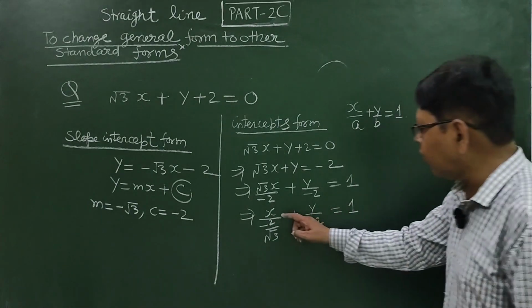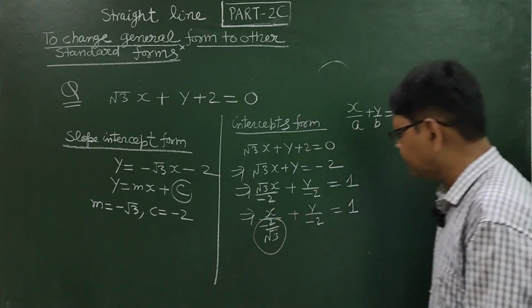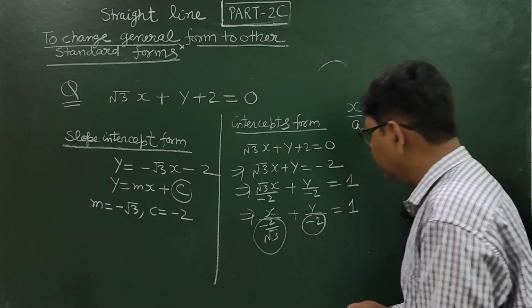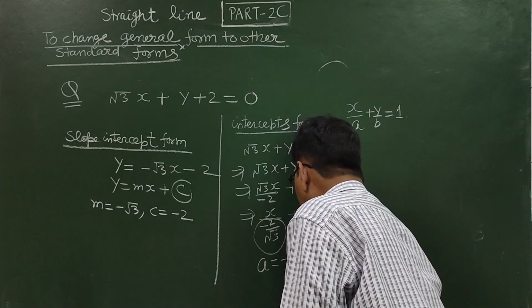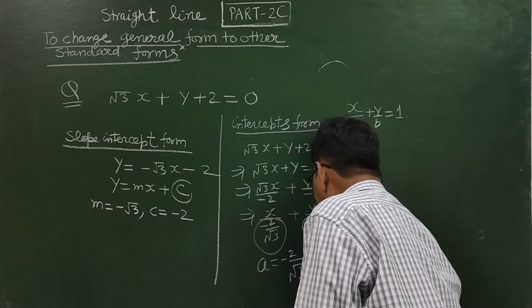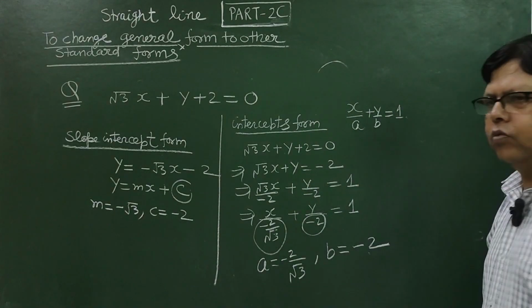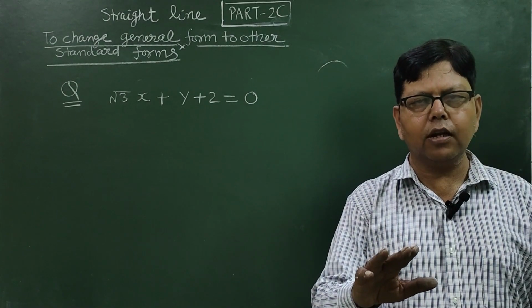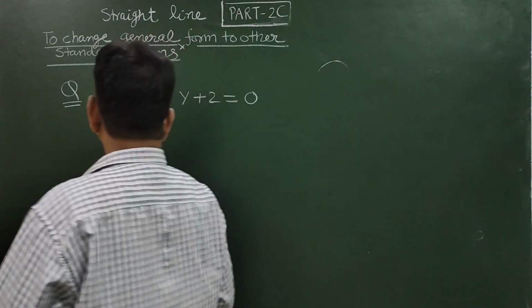Now the denominator of x gives you the x-intercept and the denominator of y gives you the y-intercept. So in this case, the x-intercept is equal to minus 2 upon root 3 and the y-intercept is equal to minus 2. I will tell you how to convert this general form to normal or perpendicular form.